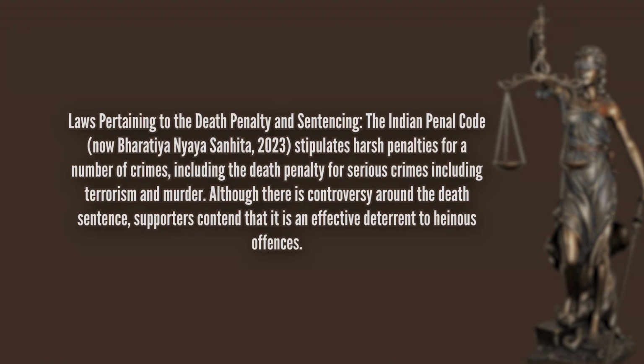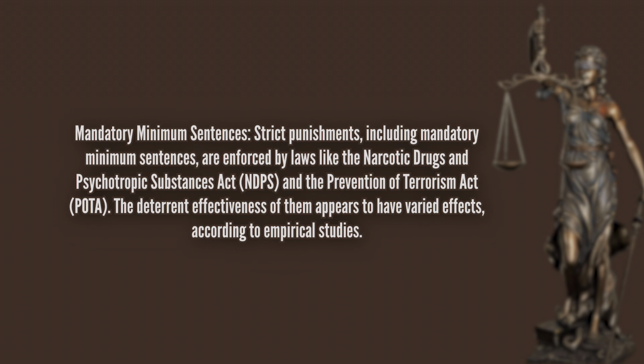Although there is a controversy around the death sentence, the supporters contend that it is an effective deterrent to heinous offences. Mandatory minimum sentences. The strict punishments, including mandatory minimum sentences, are enforced by the laws like the Narcotics, Drug and Psychotropic Substances Act, which is also called the NDPS, and the Prevention of Terrorism Act. The deterrent effectiveness of them appears to have varied effects according to the empirical studies.